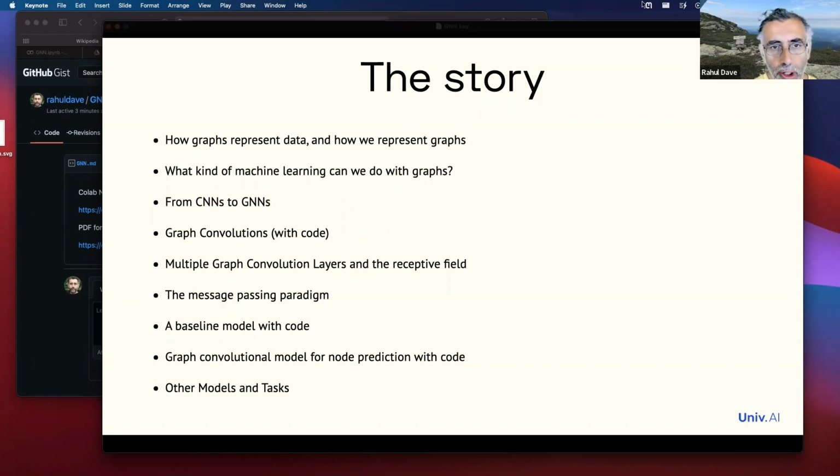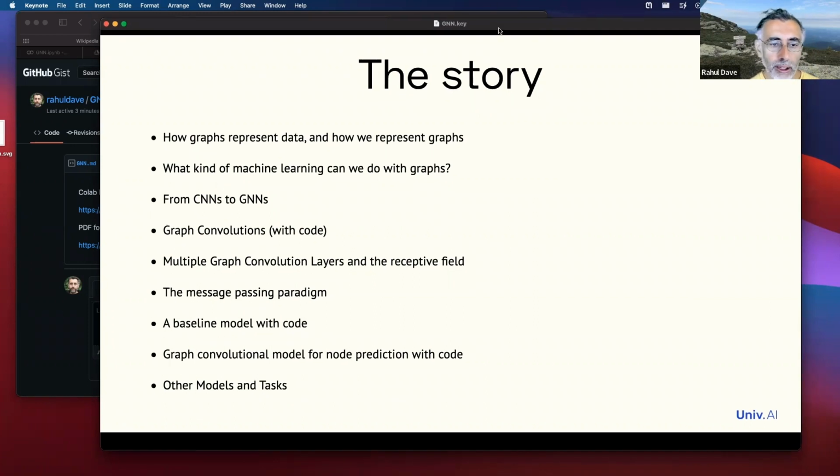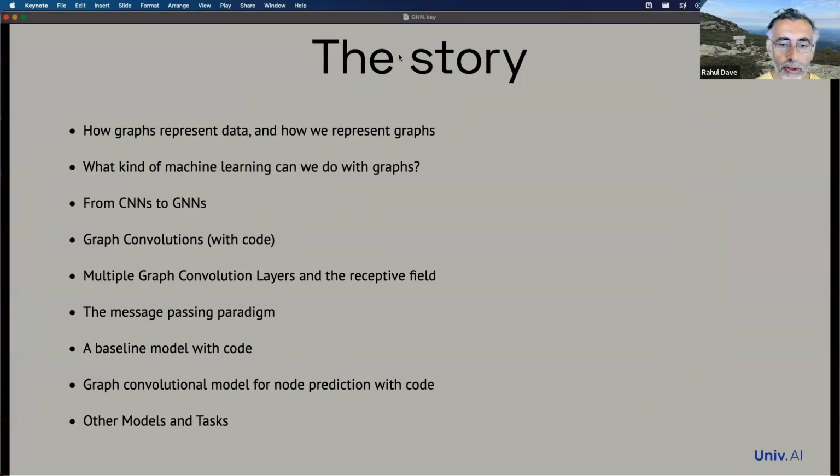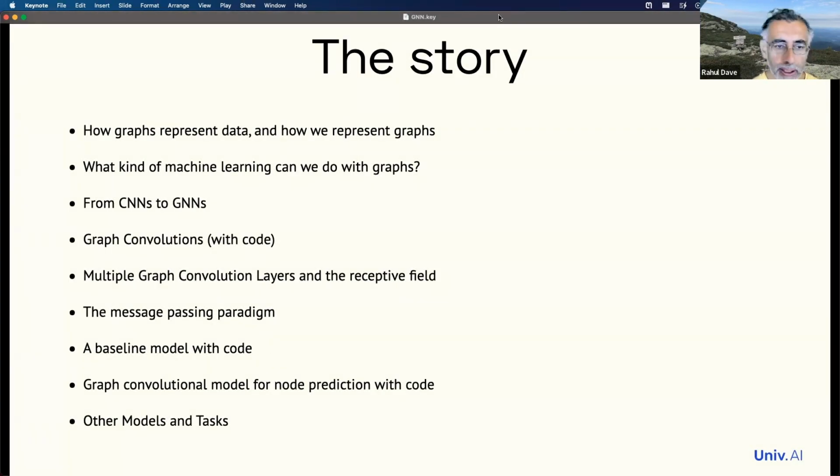We'll have a baseline model with code because after all, if you're doing any kind of machine learning problem, you should have a baseline. Then we're going to talk about a graph convolutional model for doing node classification in a graph. And then we're going to talk about some other models and the graph tasks that we can talk about.